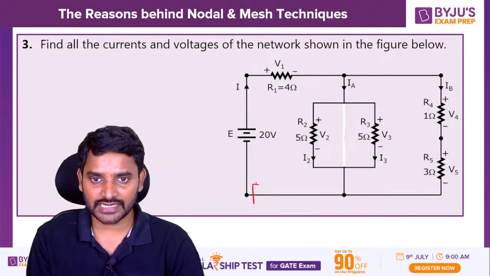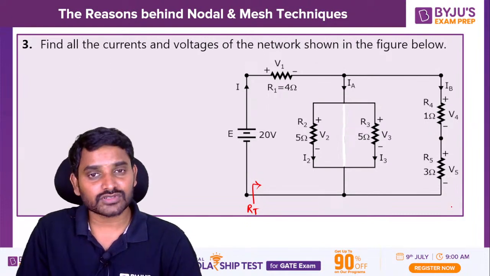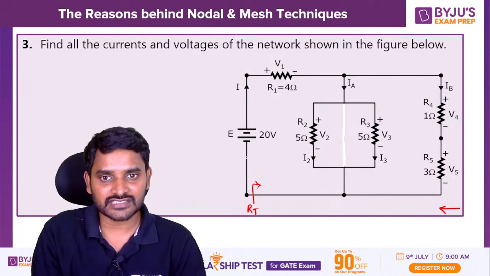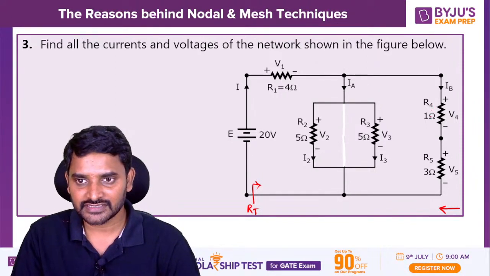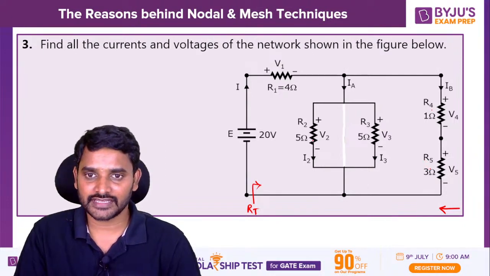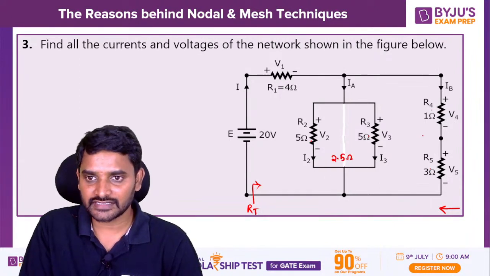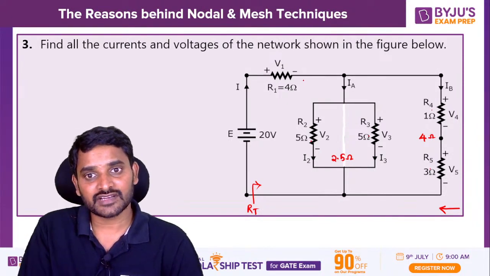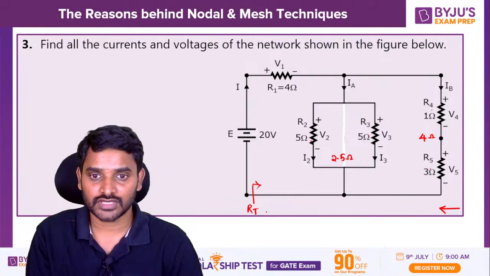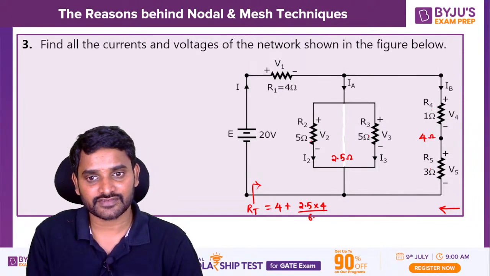If you want to find the total current I, you need to calculate the total resistance first. Try to reduce the network from right to left, because the source is on the left side. So it will be 3 plus 1, which is 4, and here 5 and 5 are in parallel, so the equivalent will be 2.5 ohms, and this equivalent will be 4 ohms. Now 2.5 ohms and 4 ohms are in parallel, and that is in series with 4. So RT is equal to 4 plus 2.5 into 4 divided by 2.5 plus 4, which is 6.5.